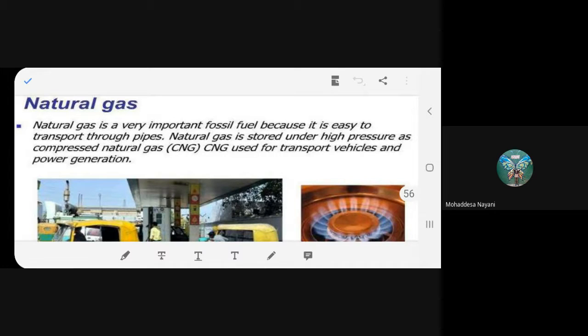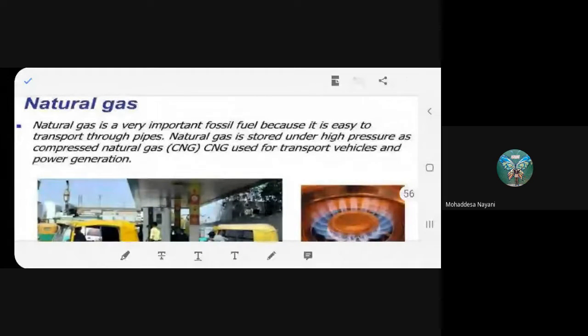Fine. So all are important fossil fuel. What do you say? Coal is important. Say yes or no. Is coal important? Yes. Petroleum important? Yes. Natural gas is important. So all of them are very important fossil fuel. But out of that, natural gas is very important because it's easy to transport. How is it stored? It has to be stored, isn't it, for further use, under high pressure.